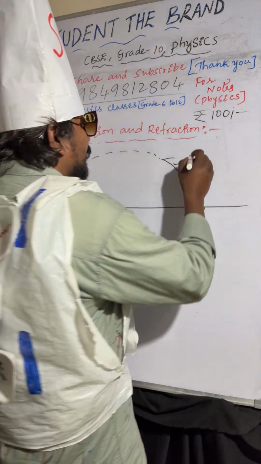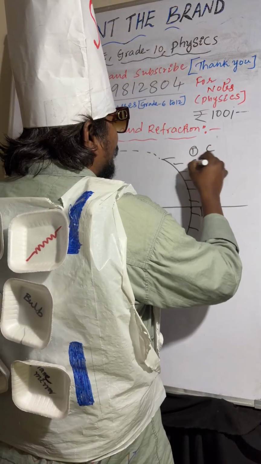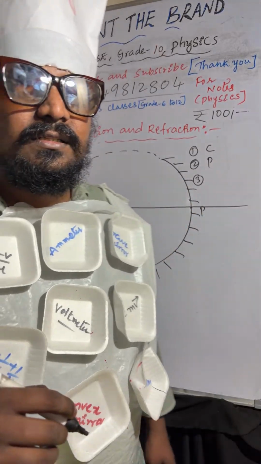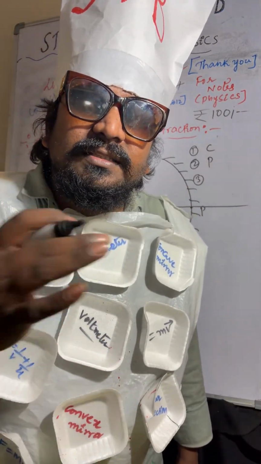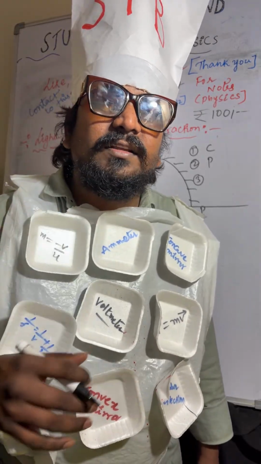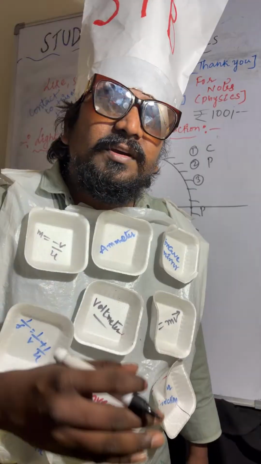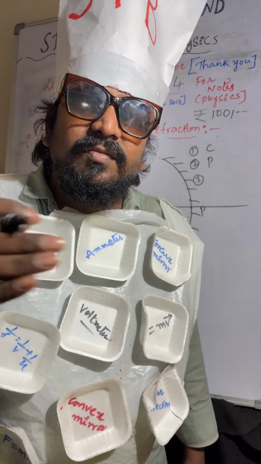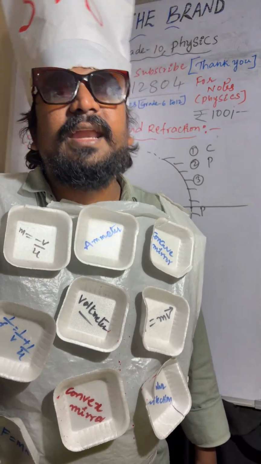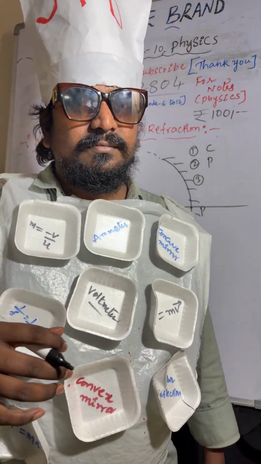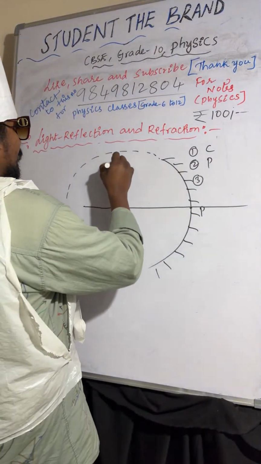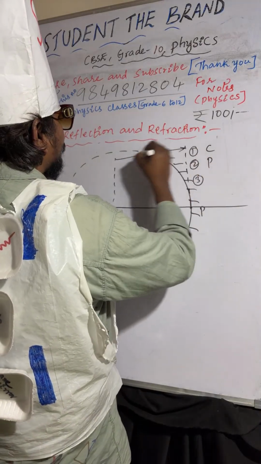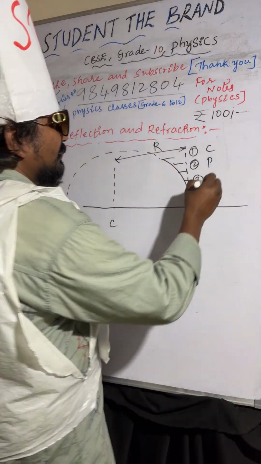Okay. First point is center of curvature. Second point is pole. Third one is principal axis. The distance between center of curvature and pole is called radius of curvature. This is the radius of curvature.